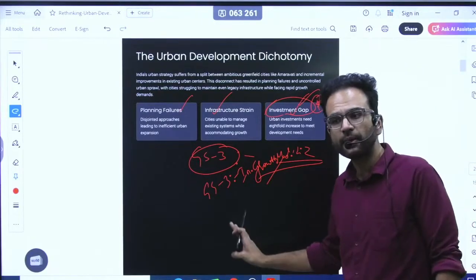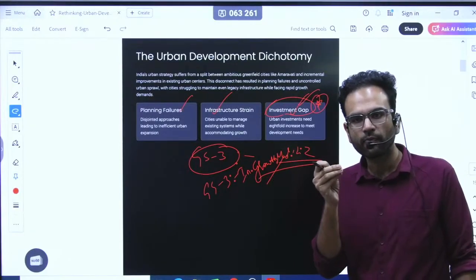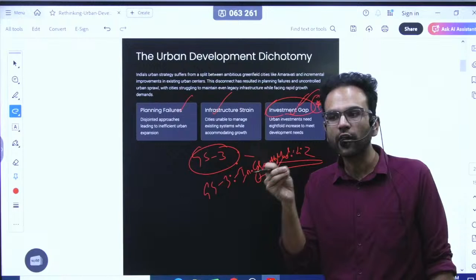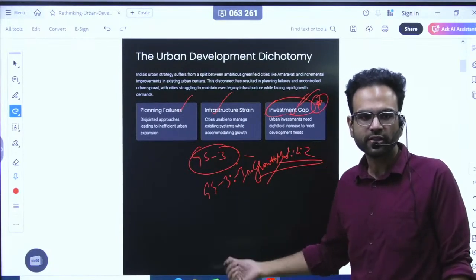Why am I first beginning with GS3? Because urbanization is, firstly, an economic driven need. That's why I'm talking about GS3.